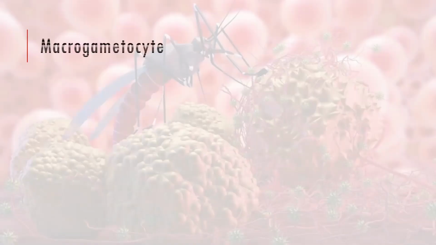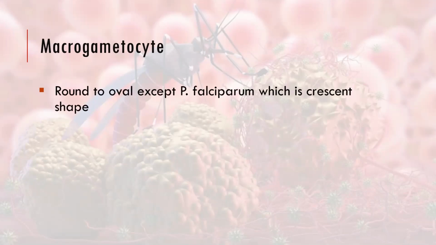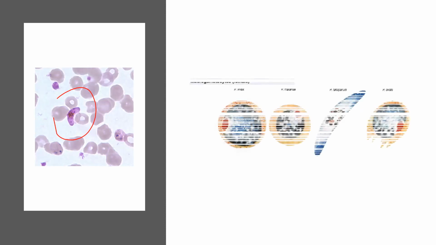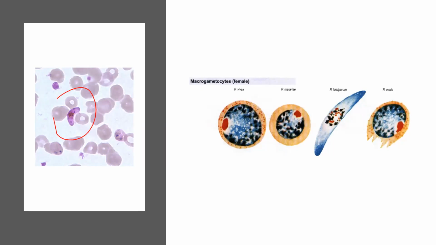Now, how about for macrogametocytes? It is typically the same thing, roundish to oval, except for Plasmodium falciparum, which is again a crescent shape. There is a cytoplasmic or chromatin mass, and the chromatin mass is partially or completely surrounded by cytoplasmic material. Okay? Ayan. Banana shape. Pag sabi sa'yo, banana shape, micro and macrogametocytes, wala nang iba yan kundi si falciparum. Kasi siya lang naman ang may ganon.